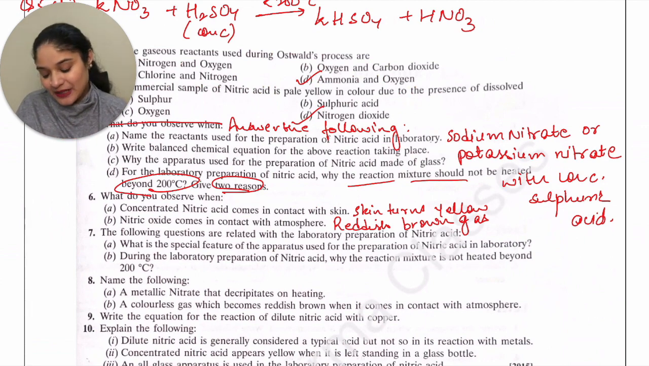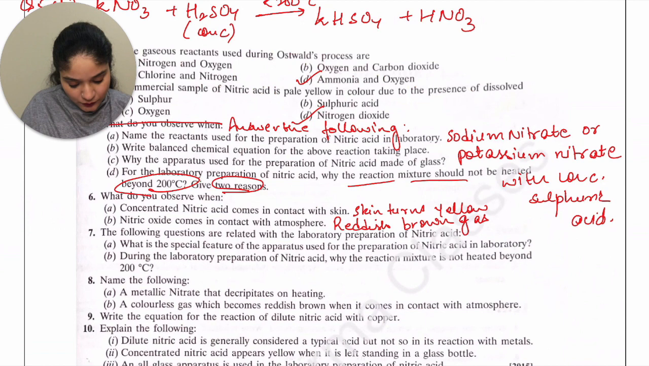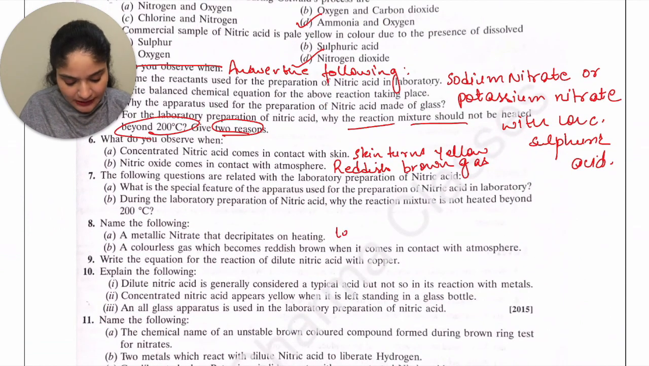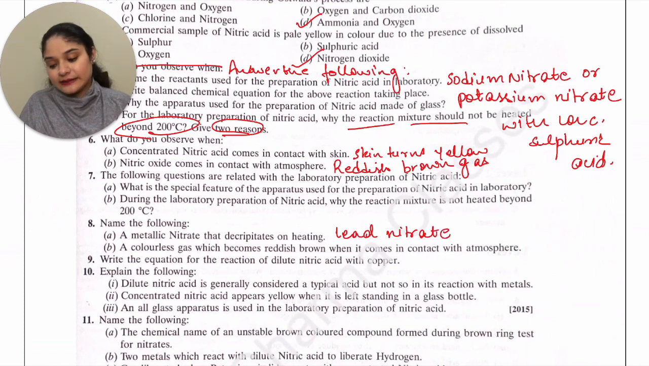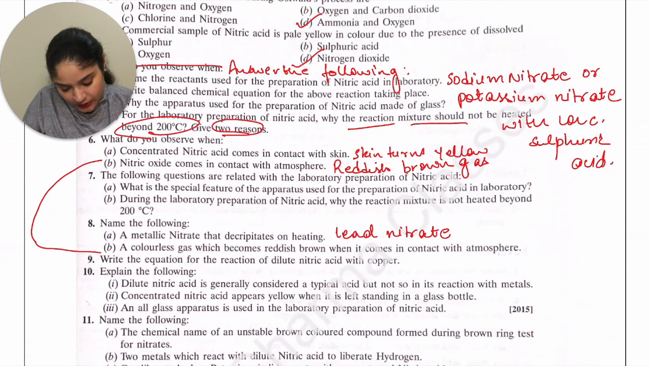Let's move on. Name the metallic nitrate that dissipates on heating. That is lead nitrate. That is one of the names given in the chapter itself. So, lead nitrate. Next is a colorless gas which becomes reddish brown when it comes in contact with the atmosphere. If you take the information from right here, that is your nitric oxide.